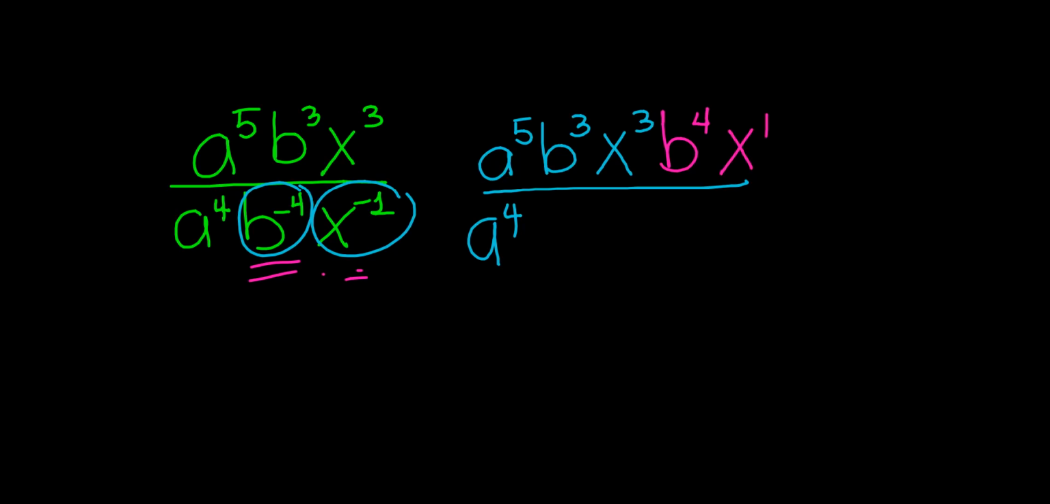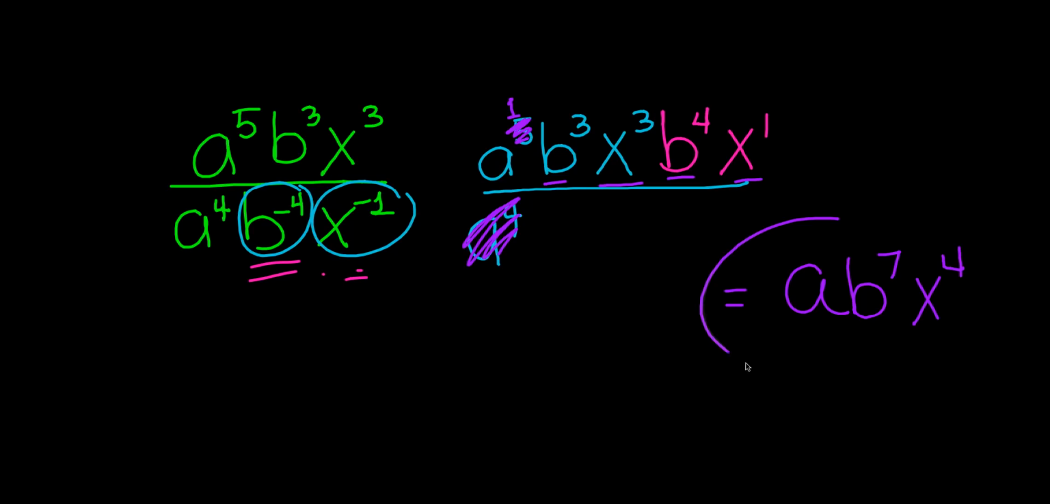And at this point, all that's left to do is to clean this up and push things together however we need to. So we've got 4 A's on the bottom and 5 on top. Well, those 4 will cancel out 4 of those 5 and leave us with 1 A behind, A. We've got 3 B's and 4 B's for a total of 7 B's. And we've got 3 X's and 1 X for a total of 4 X's. And that is going to be how we simplify that expression.